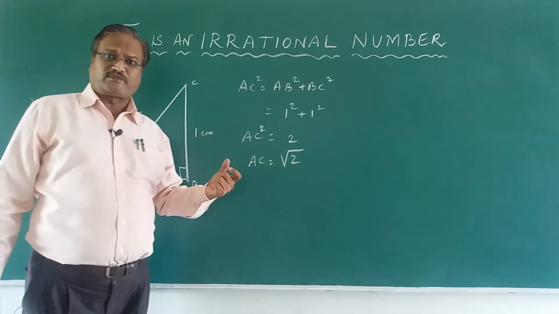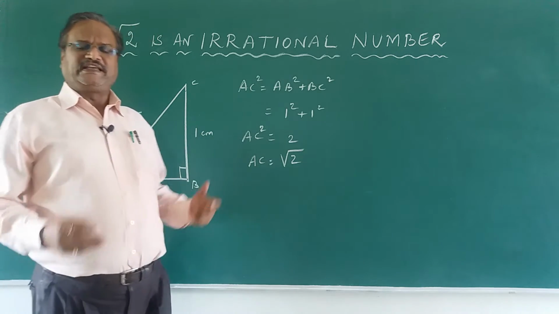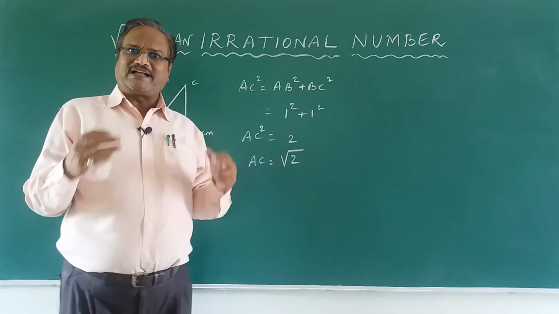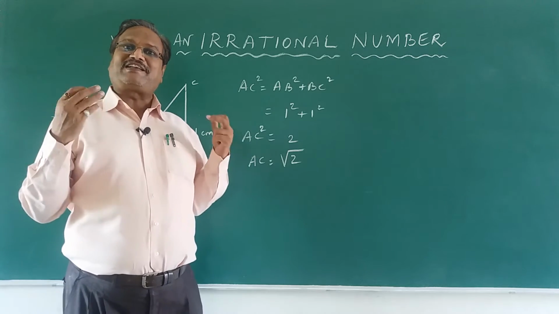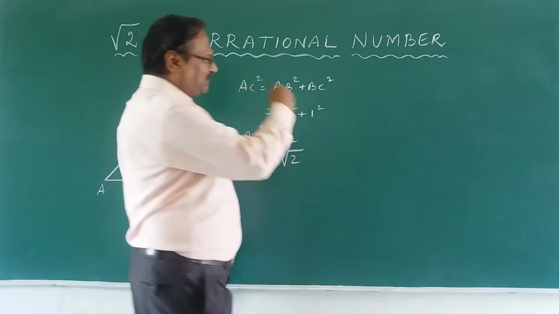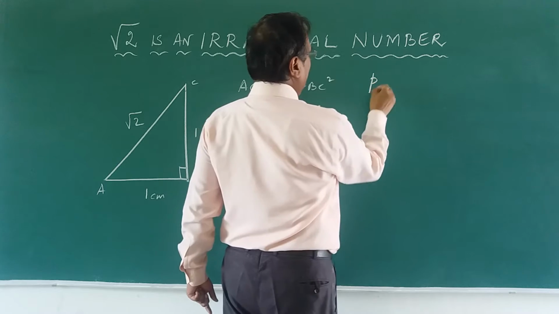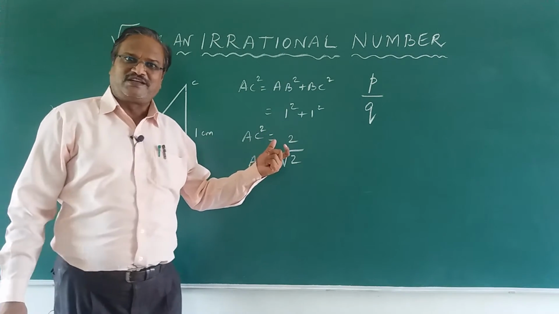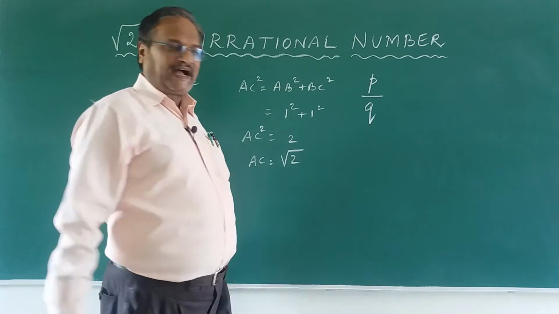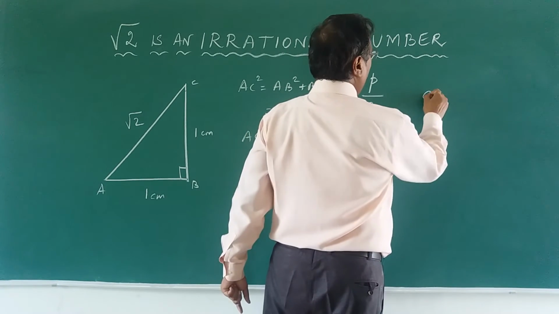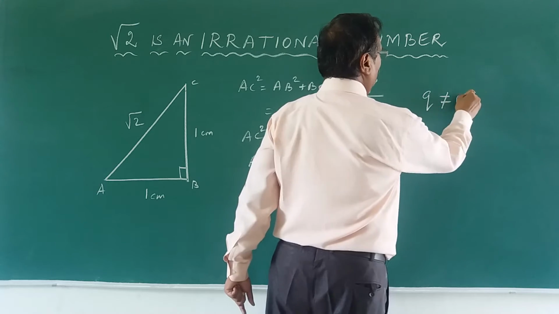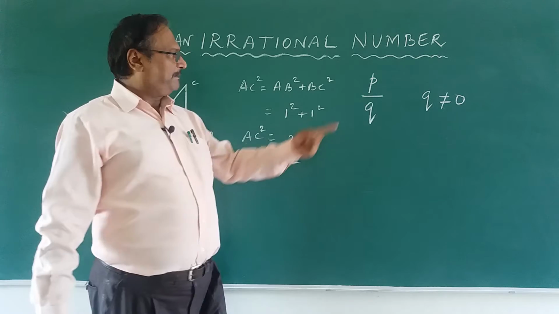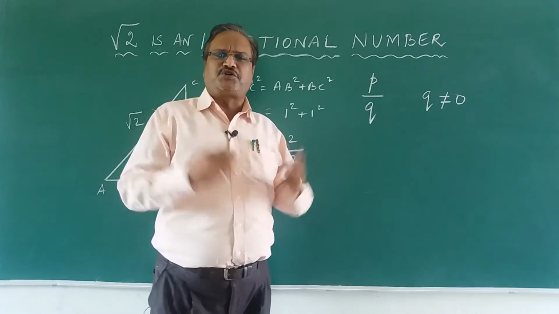So root 2, what is this actually? Is it a rational number or an irrational number? Now for that we should know what we mean by a rational number. A rational number can be expressed as P upon Q, as a ratio, as a fraction. And a condition is there, Q should not be equal to 0. That means the denominator cannot become 0. And P and Q are any two integers.